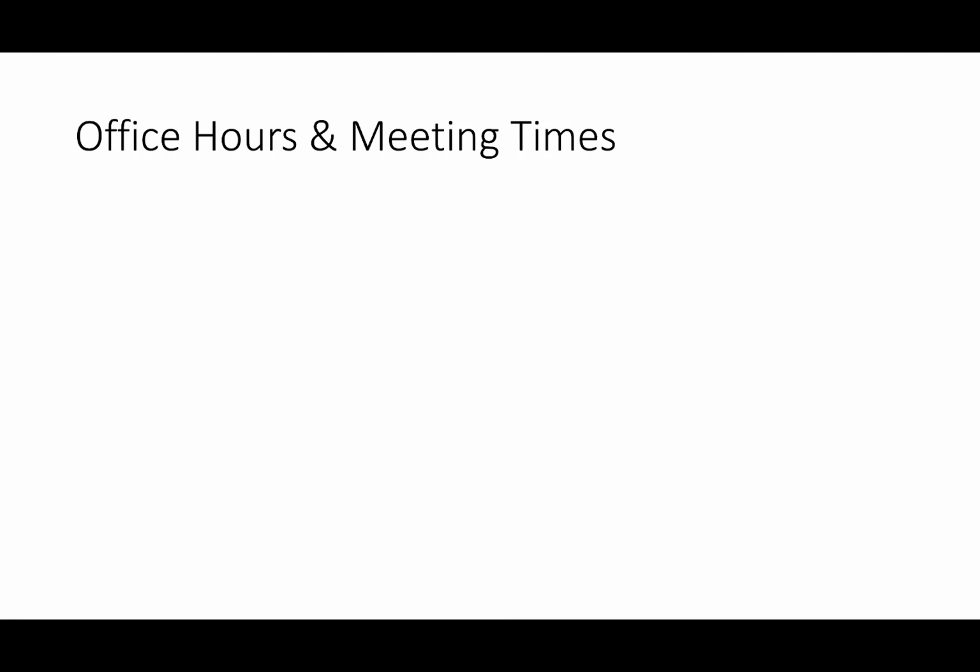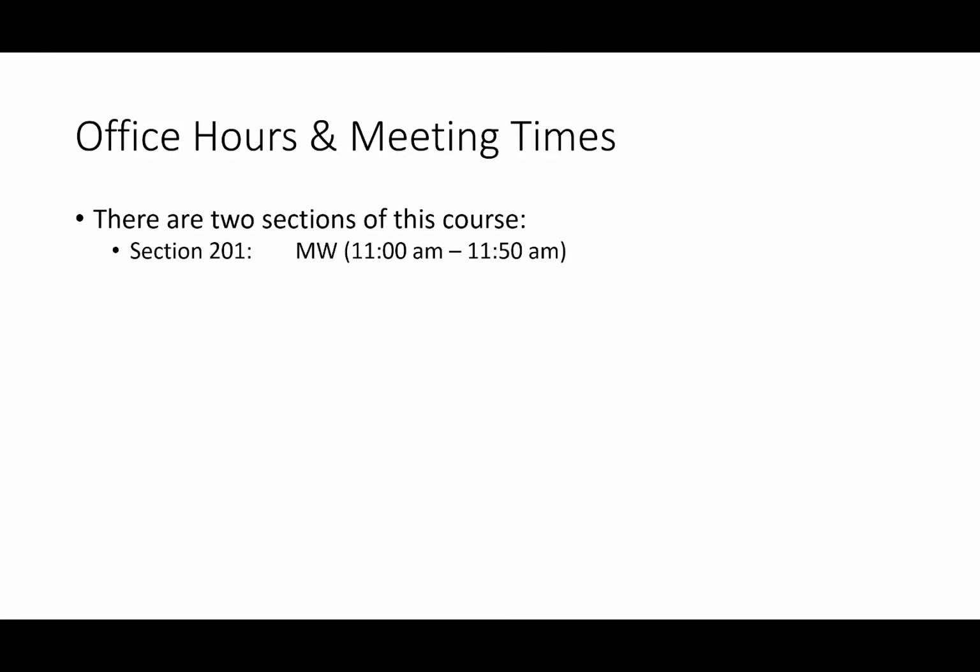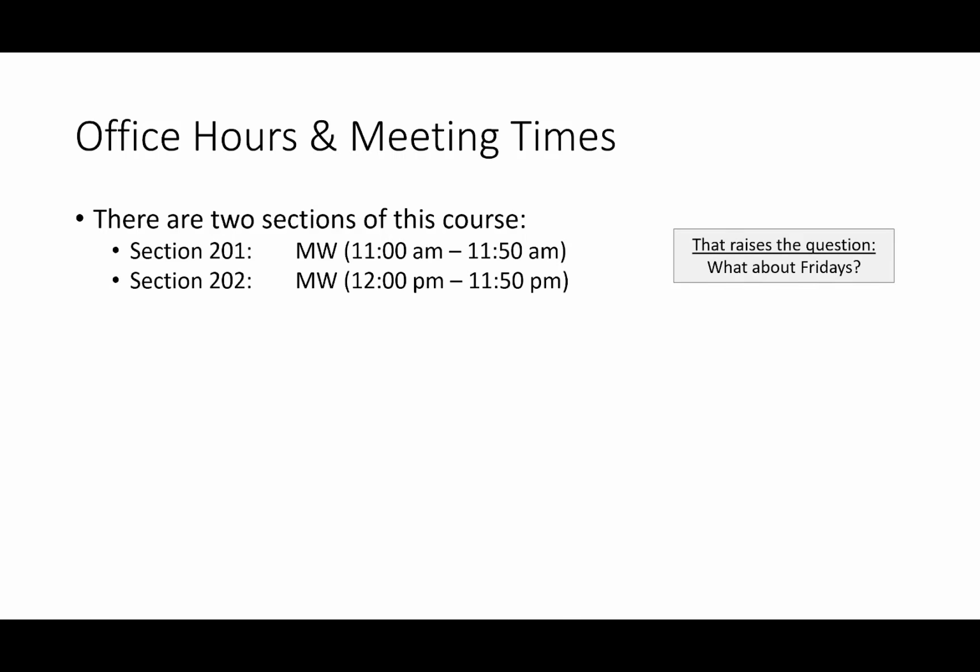I think it's a relatively easy class to understand, but because we're dealing with software, there's a lot of potential glitches that can happen. So I wanted to make sure that I'm available to you all. There are two sections of this course. One of them meets at 11 a.m. on Monday, Wednesday, and then this one is meeting at 12 p.m. Monday, Wednesday. Well, if both sections are meeting Monday, Wednesday, that begs the question, what about Friday? What's the deal Friday?